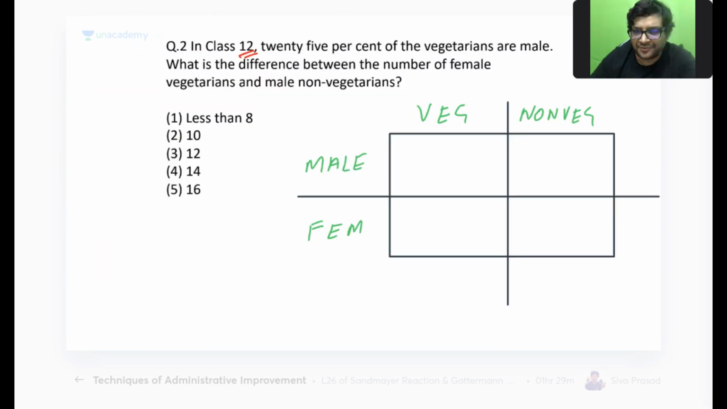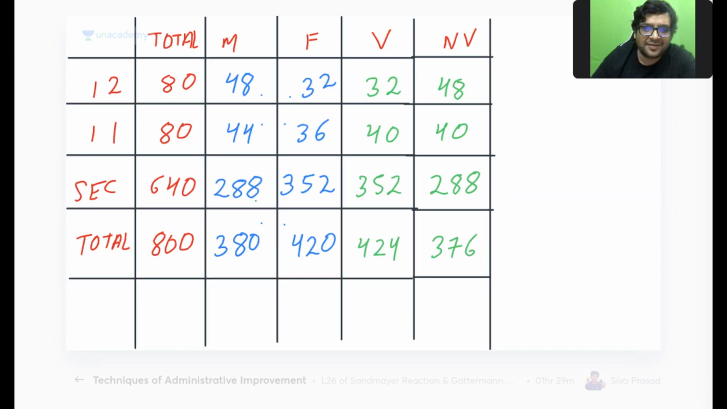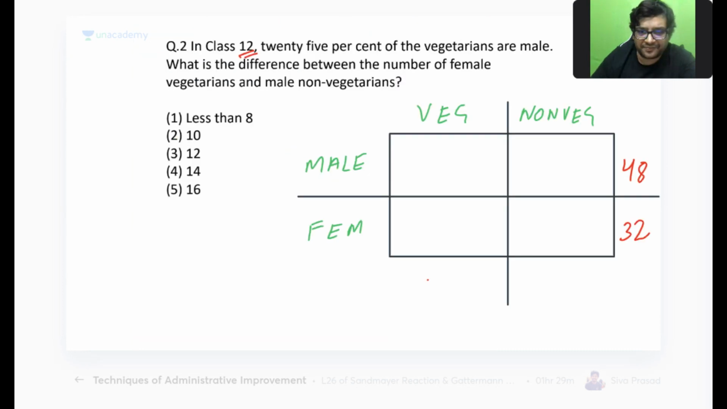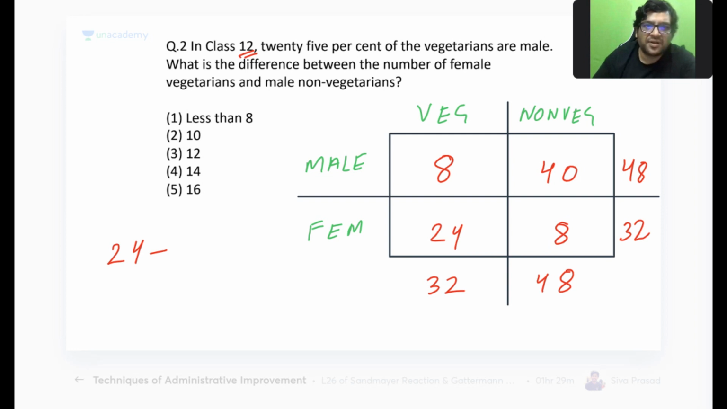Male female 48, 32 and 32, 48 veg non-veg. 1/4 are veg, so 8 are veg, 40 are non-veg, 8 females are non-veg, and 24 females are veg. Now, number of female vegetarians, which is 24, minus the number of male non-vegetarians, which is 40. What is the difference between them? That is 16.